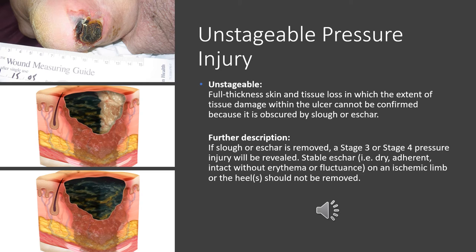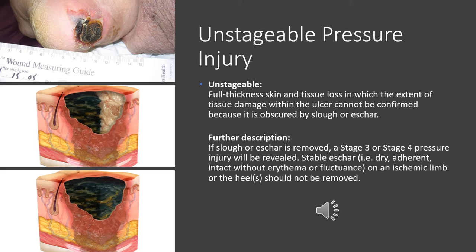Okay, so now we've covered stages 1, 2, 3, and 4, but there are some unique additional staging definitions, and one of them is unstageable pressure injury. So this is also a full thickness skin and tissue loss. However, we're not able to see the extent of the tissue damage, and we cannot confirm how deep it is because our vision is obscured by either slough or eschar.